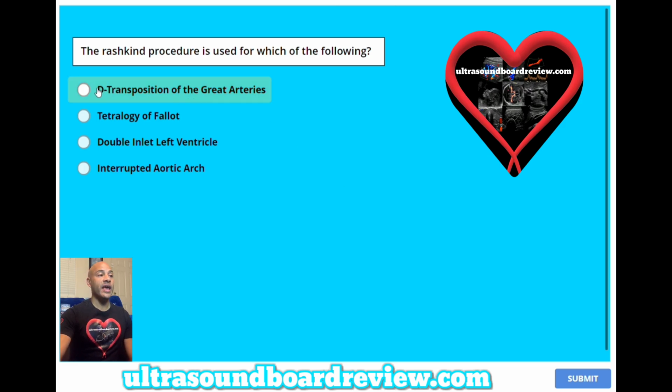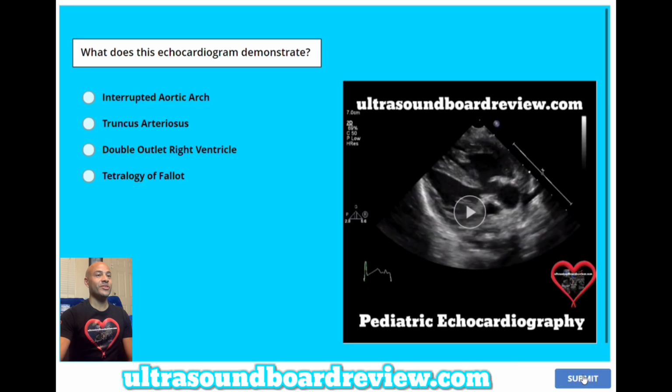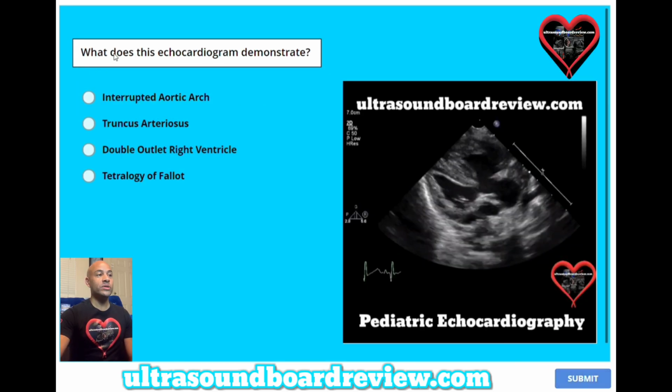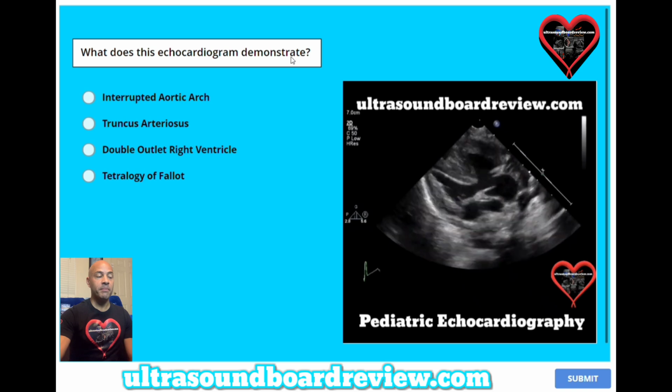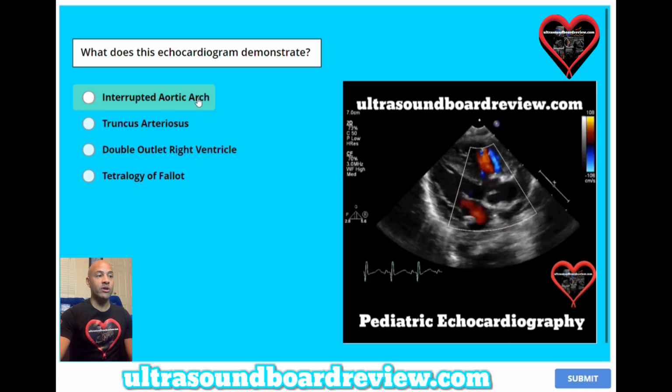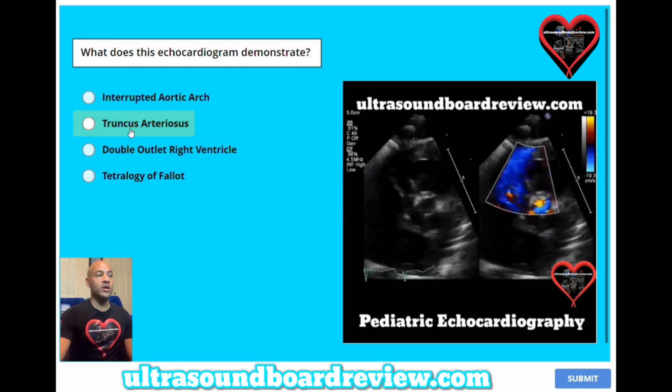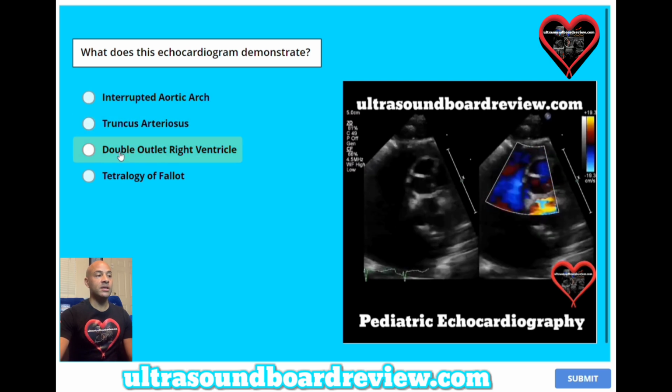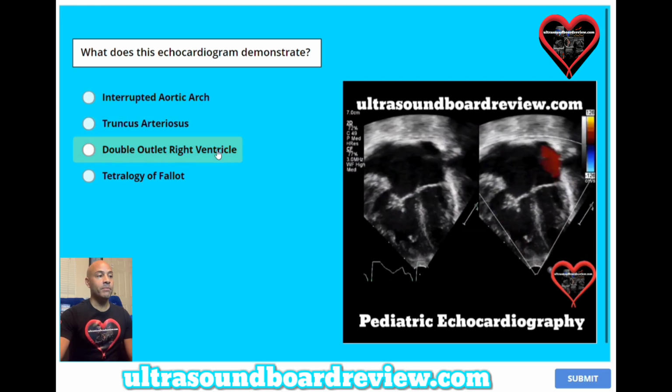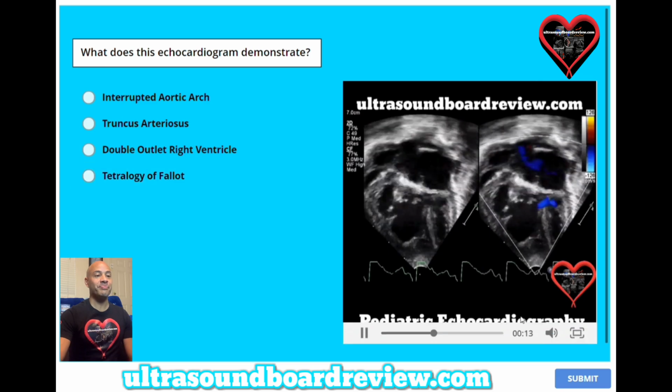The answer is A. Detransposition of the great arteries. Question 108. What does this echocardiogram demonstrate? A. Interrupted aortic arch. B. Truncus arteriosus. C. Double outlet right ventricle. Or D. Tetralogy of Fallot.